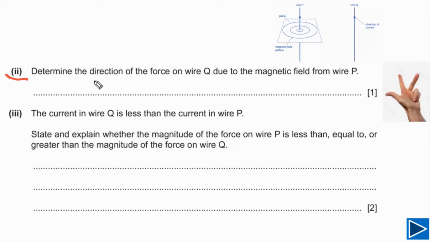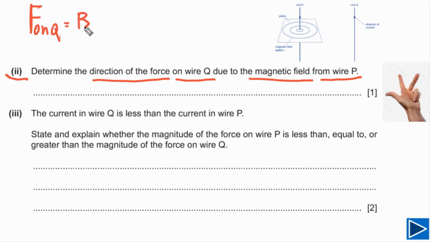For the second part, we need to determine the direction of the force on wire Q due to the magnetic field from wire P. So this is our wire Q. If we need to find the force on Q, it will be equal to BIL. But this B has to be the external magnetic field. I is the current in wire Q, and L is the length of Q. So this magnetic field is due to P, this is the current of Q, and this is L of Q.